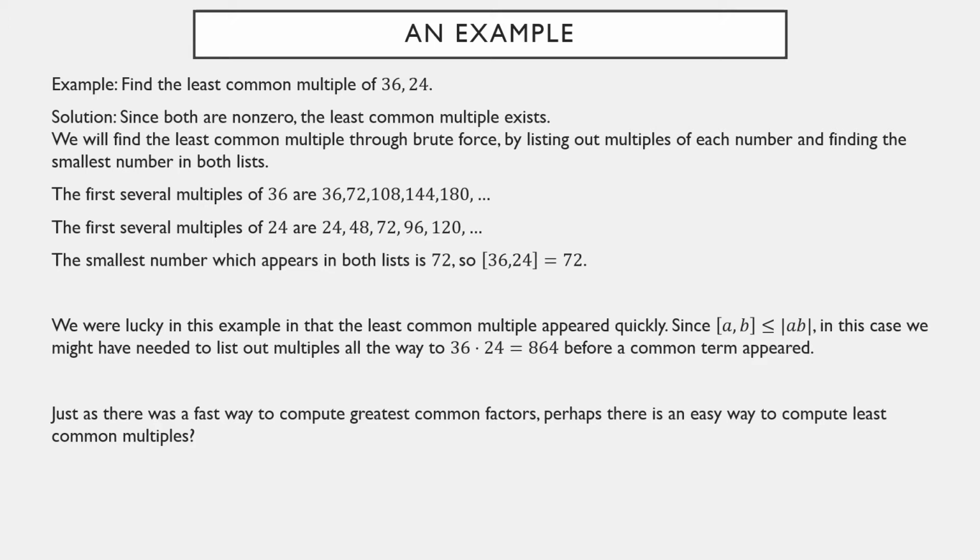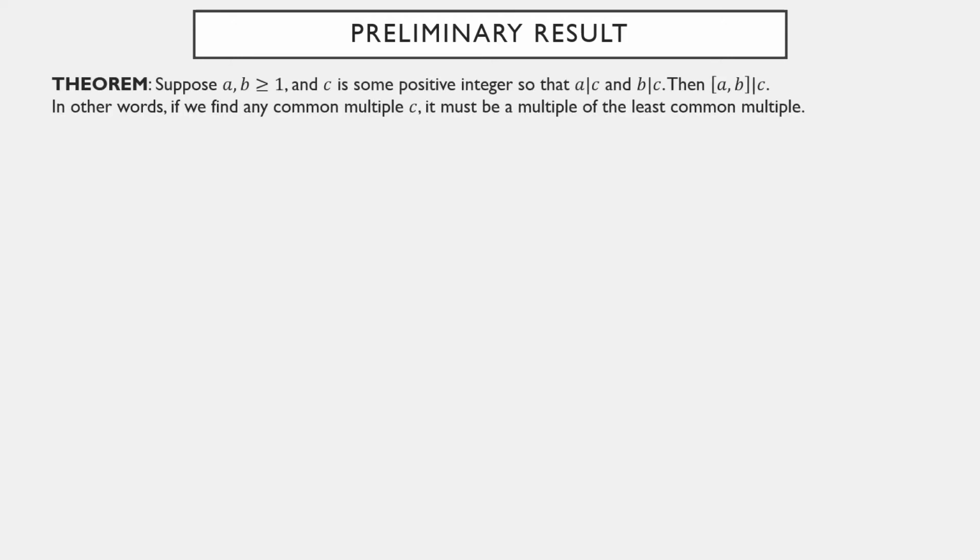However, we did find a very quick way to compute greatest common divisors, the Euclidean algorithm. Perhaps there is also an easy way to compute least common multiples. Well, here's going to be a preliminary result along those lines. Suppose a and b are positive integers, and c is another positive integer that is a common multiple of both of them. Then c is a multiple of the LCM. In other words, any common multiple we find, c, must be a multiple of the LCM.